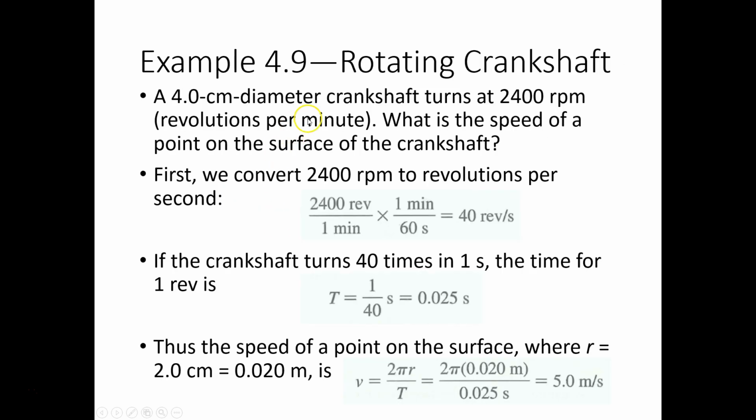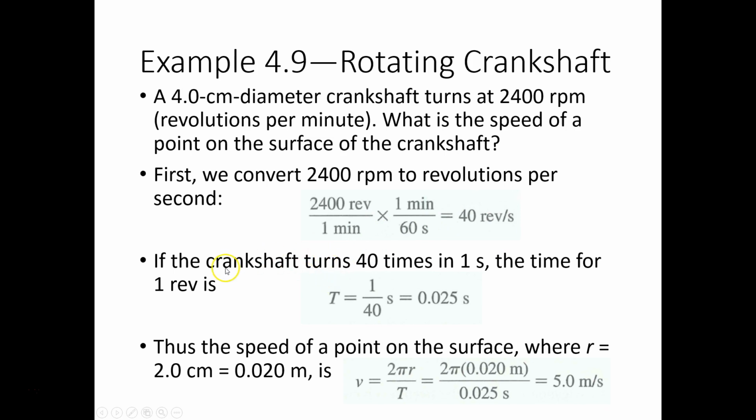For the very first example problem, it says you have a 4 centimeter diameter crankshaft. It's turning at 2,400 RPM, and RPM stands for revolutions per minute. So if you look down here at the bottom, you'll see it says 2,400 rev over 1 minute. That's that revolutions per minute. We're going to convert that to revolutions per second, since we do most things in seconds, and we end up with 40 revolutions per second.